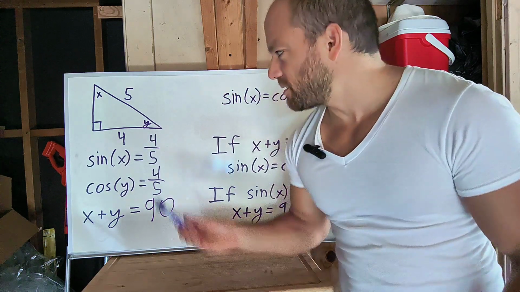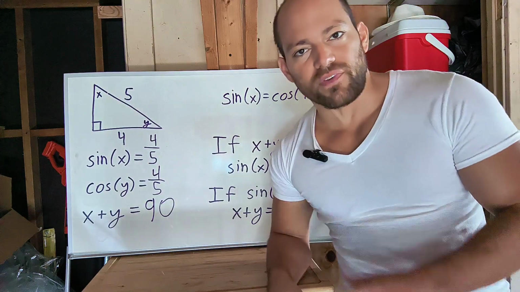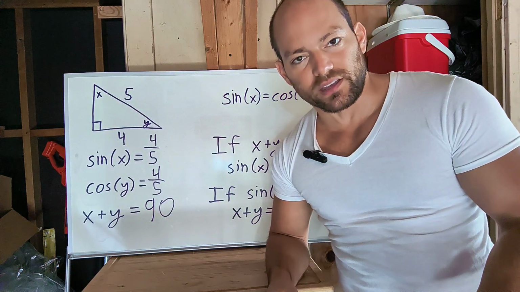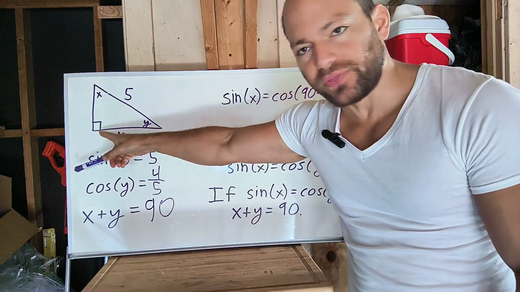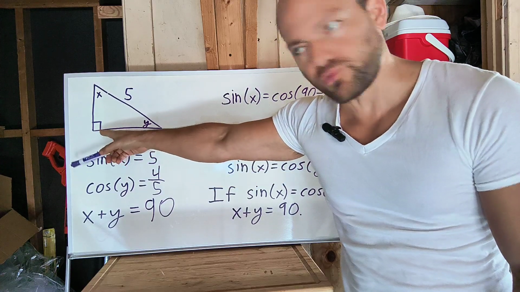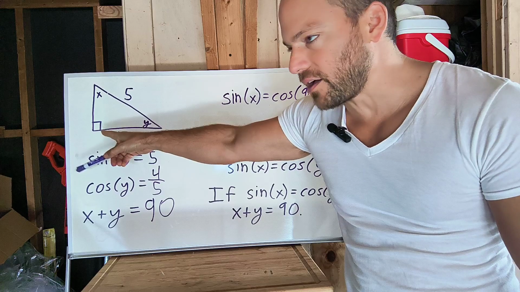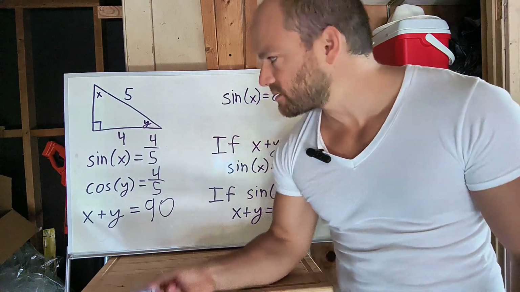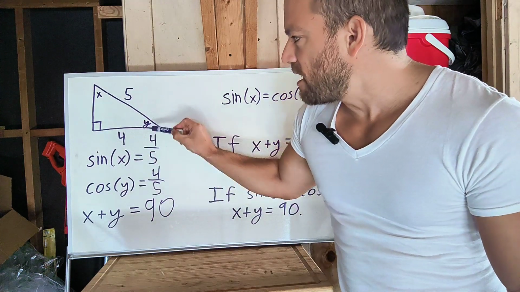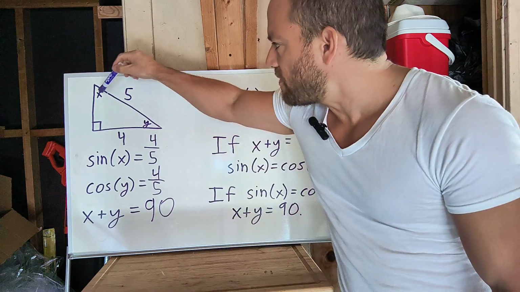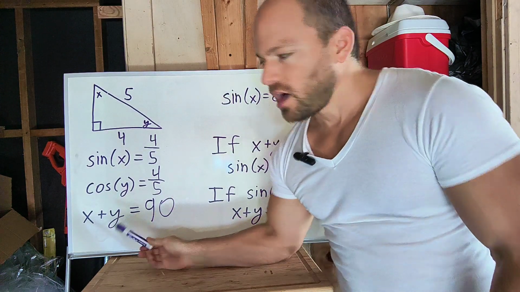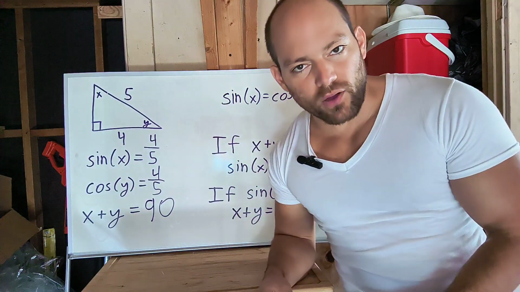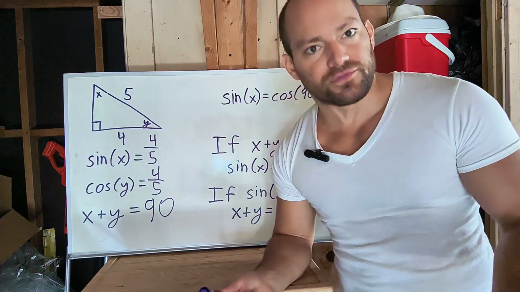I mean, that makes sense, right? Because all three angles of any triangle add up to 180. We know that this angle is a right angle because I put it there. I told you it's a right triangle. We know it's a right angle. Right angles are 90 degrees. So if this is 90, and all three add up to 180, then these two have to add up to 90. That's fine, right? Okay, so we've laid the groundwork for this rule that they love to test.